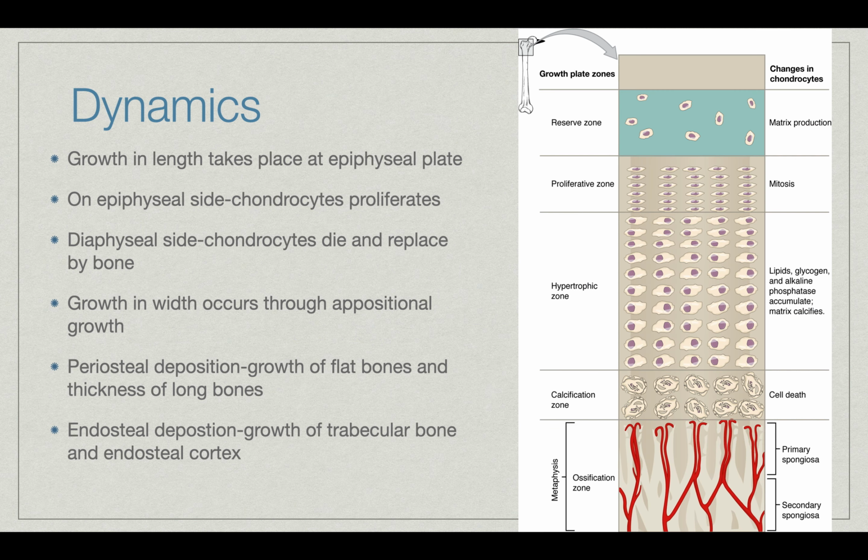The growth in length will occur at the epiphyseal plate, and on the epiphyseal side, the chondrocytes will proliferate, while on the diaphyseal side, the chondrocytes will die, and then they'll be replaced by bone. Growth in width will occur through appositional growth. Periosteal deposition is the growth of flat bones and the thickness of the long bones, and endosteal deposition is the growth of the trabecular bones and the endosteal cortex. Here are the zones.